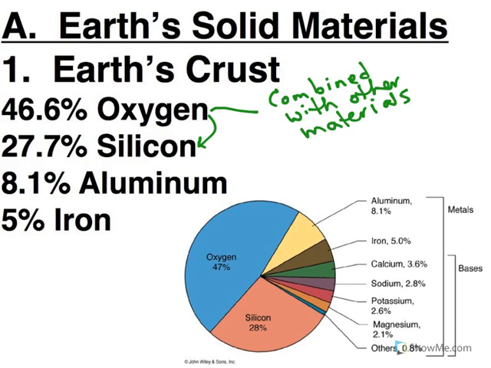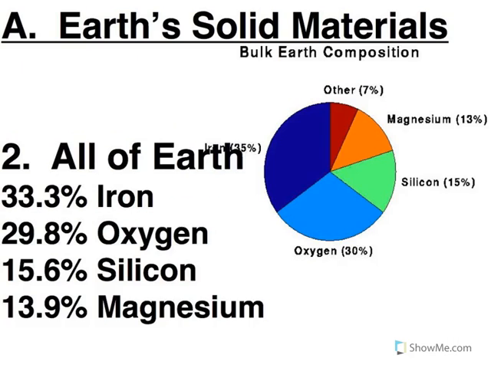So oxygen and silicon make up the vast majority of the materials found in Earth's crust. Then we've also got aluminum and a little bit of iron. When we look at the Earth as a whole, the numbers are very different. Now we find that iron is the dominant material, and that's this kind of dark purple wedge in our pie chart.